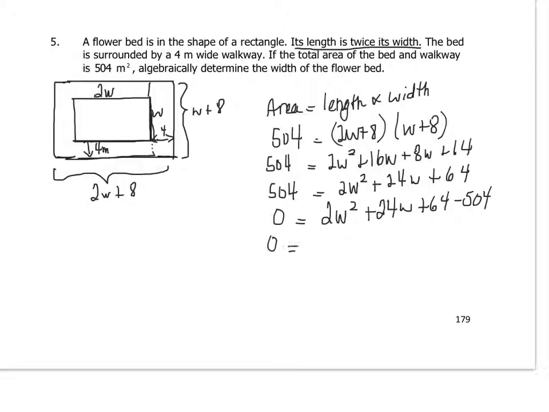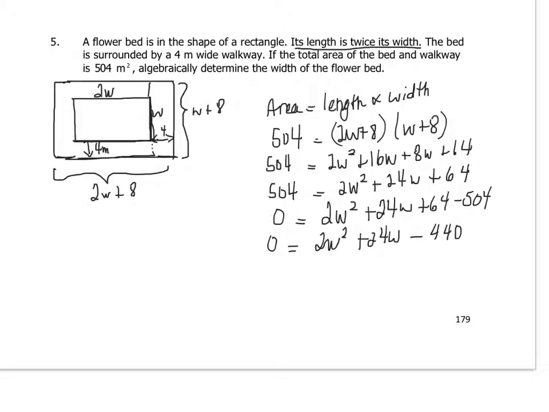So this is going to be 2w squared plus 24w minus 444, is it? Or too tired to add that in my head now. 440, yeah. So minus 440.